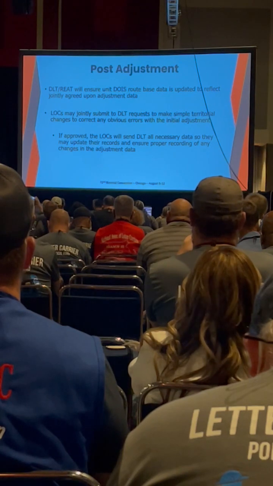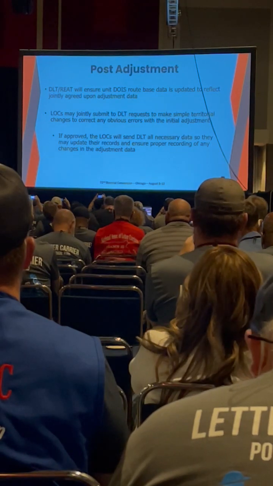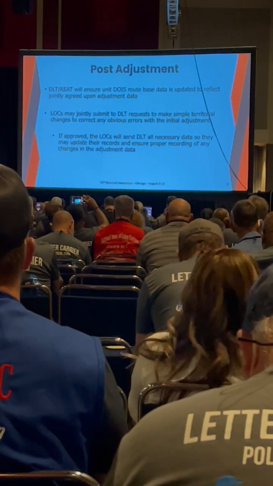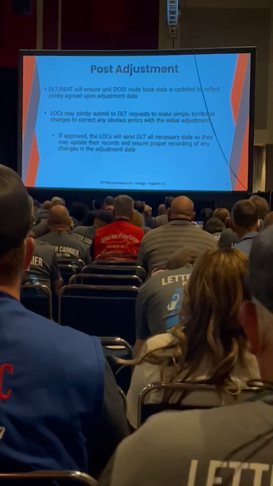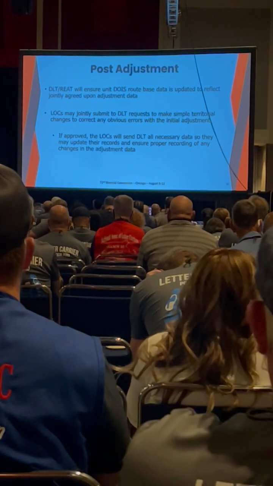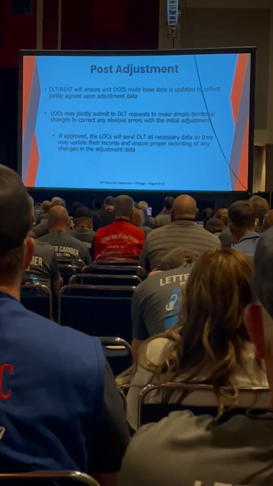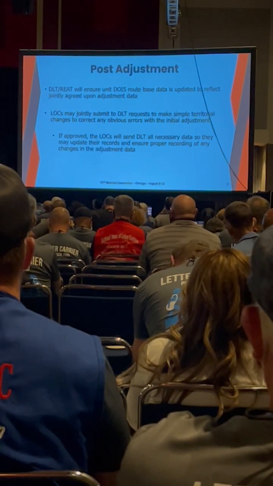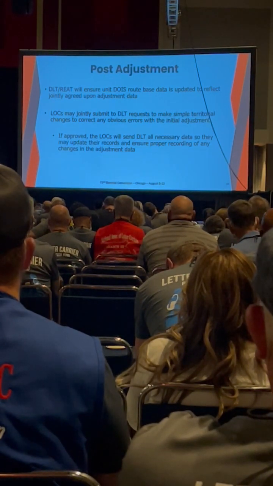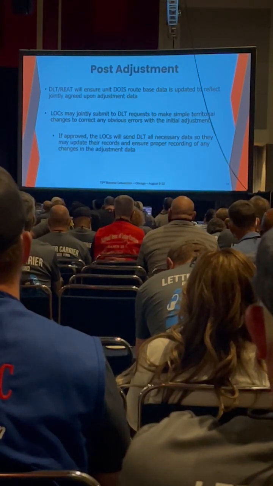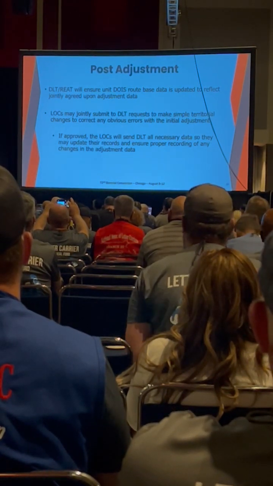So what happens after the adjustment? Well, after the adjustment, we're going to make sure that all the base data is recorded properly in DOIS and that it reflects what the parties have agreed to. The local office contacts have the ability to submit to the district lead teams if there are any minor territory changes that need to be made. Maybe after we implement, we realize that, hey, half of this block got credited the wrong way. Maybe the curb line boxes are actually on the other side of the street. Those minor glitches do happen. And so they can submit that to the DLTs so we can get all of those issues fixed. And once that's approved by the DLTs, then we'll record and update all of the base data and make sure that that's done properly.